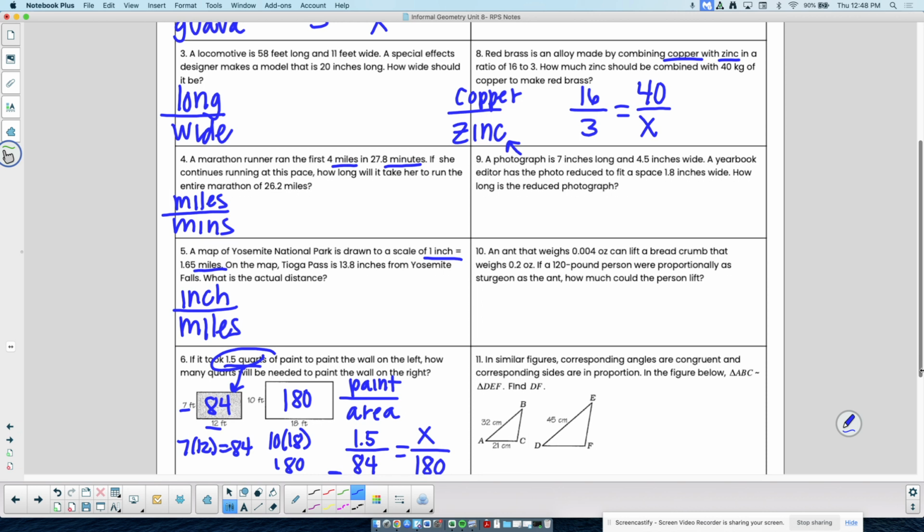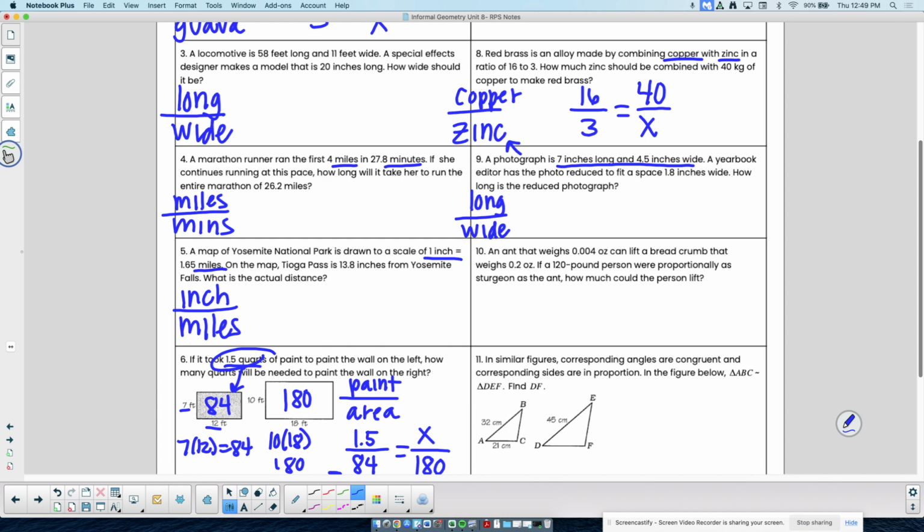A photograph is 7 inches long and 4.5 inches wide. A yearbook editor has the photo reduced to fit a space that's 1.8 inches wide. How long is the reduced photograph? So here's another, we're looking at its length versus its width. So you guys go back in, write out your proportion.